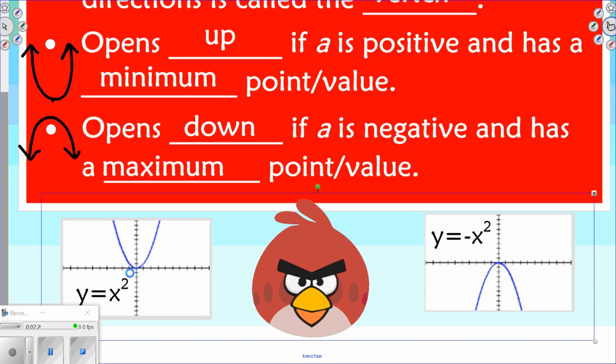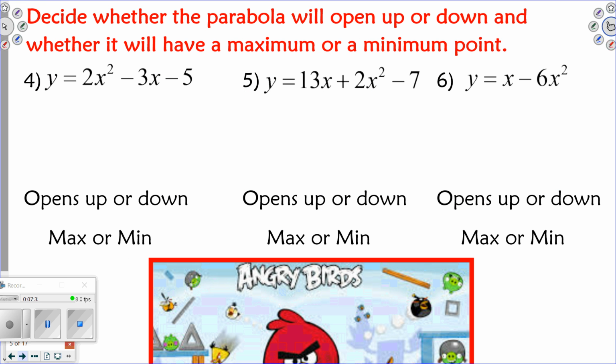All right. So decide whether the parabola will open up or down and whether it has a maximum or a minimum point, just by looking at it. So what about number 4? Is it going to open up or down? What's your A value? Positive. My A value is positive, right? So it's going to open up. Positive, up. So is the vertex a minimum or a maximum? Minimum. That's the lowest point.